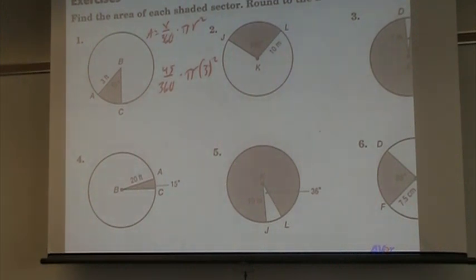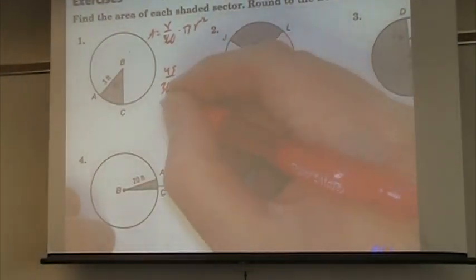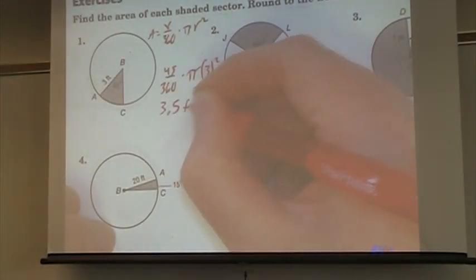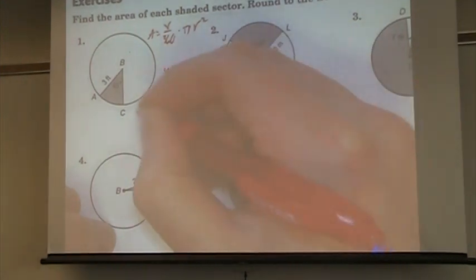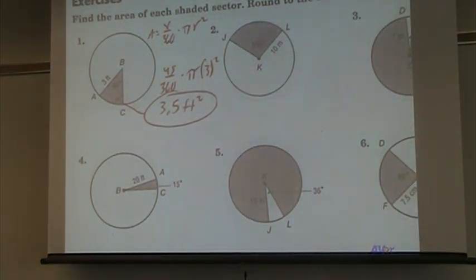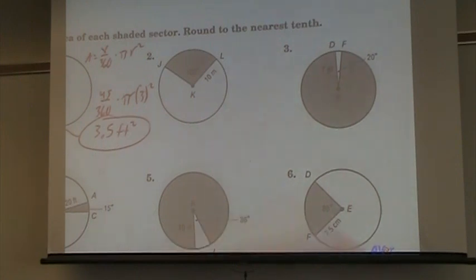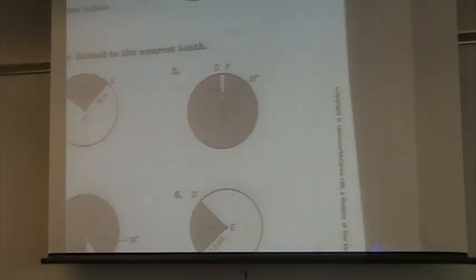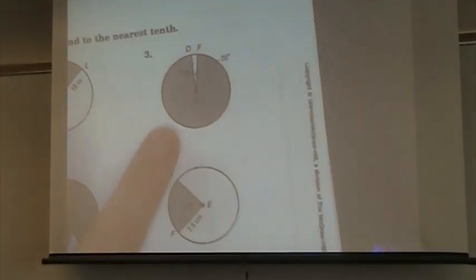So if we can put this whole thing in our calculator, let's see what we get. I'm getting 3.5 nearest tenth. 3.5 feet squared would be my area of my little slice right there. Now you're also going to see a problem. I'm going to do number 5 or 3. Yeah, we'll just do number 3. That's fine. So see how number 3 has this massive shaded section?